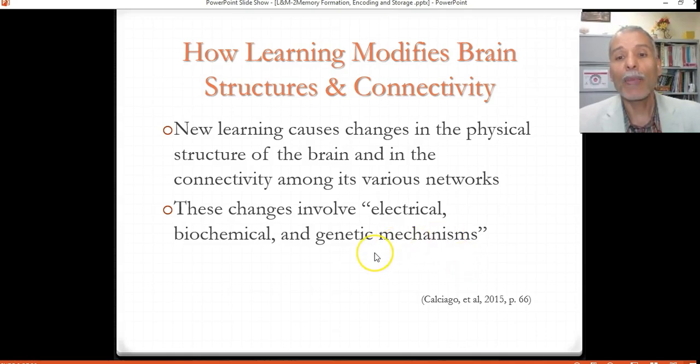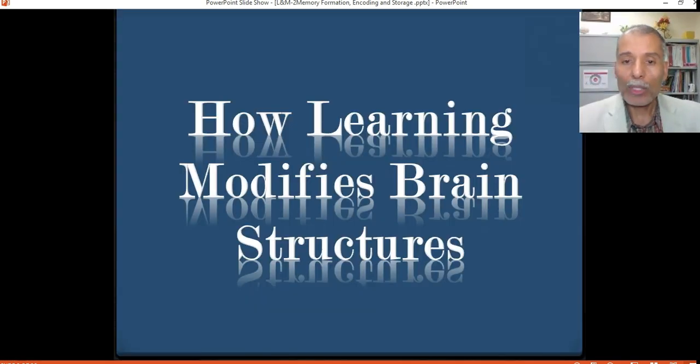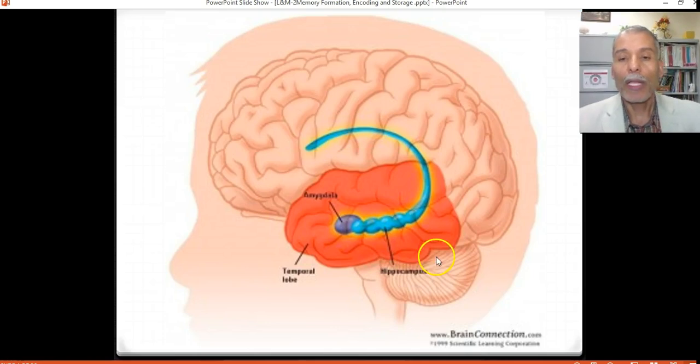When we say genetic mechanisms here, let's go back to this image of the hippocampus and the areas around it. The hippocampus and the areas around it, as we mentioned way back at the beginning of the course, is one of two areas, and this is the primary one that is known to have neurogenesis. It gives birth to new neurons.